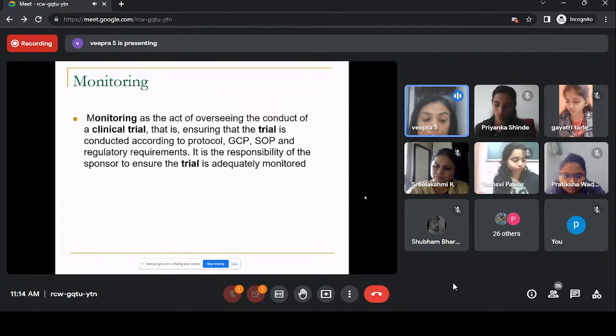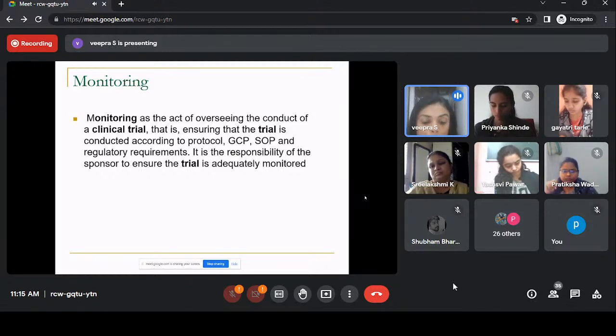Monitors have to be appointed by the sponsor, and the sponsor has to ensure that the monitors are qualified, trained, and experienced to perform the monitoring activities. Which type of monitoring has to be done for the clinical trial is also determined by the sponsor. Is on-site monitoring required? Is centralized monitoring required? Or are both centralized and on-site monitoring required? That is determined by the sponsor.